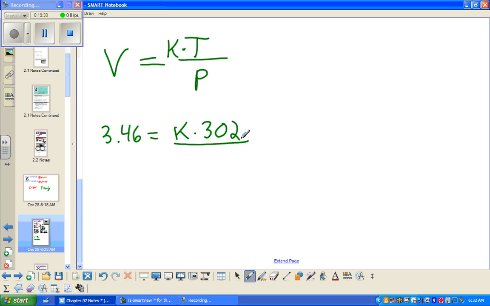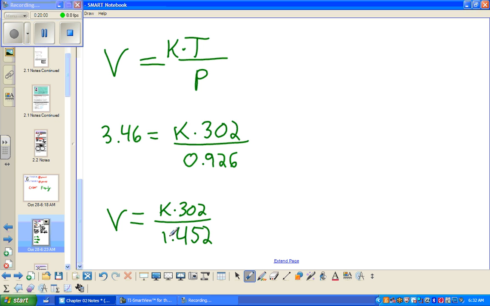is 0.926 atm, what would the volume be? Okay, so now we're looking for what would the volume be. Remember, we have that constant temperature. What would the volume be at a pressure of 1.452? And I'm not going to go and solve the rest of this, but basically you solve for k here, plug it in here, and then find your answer. But that would be the setup.